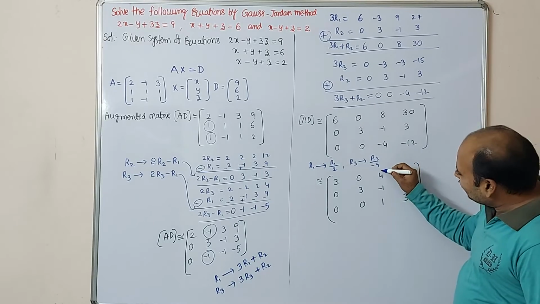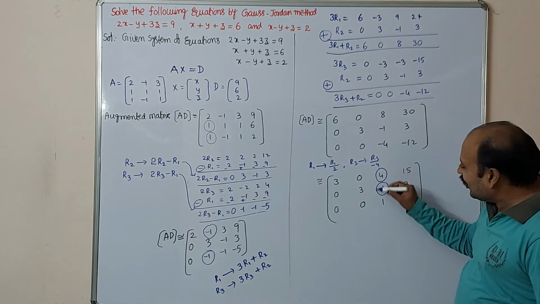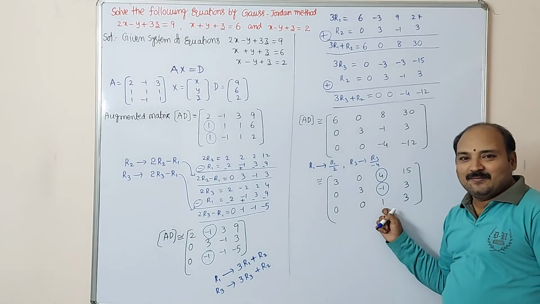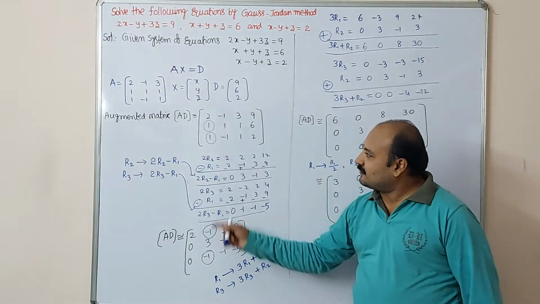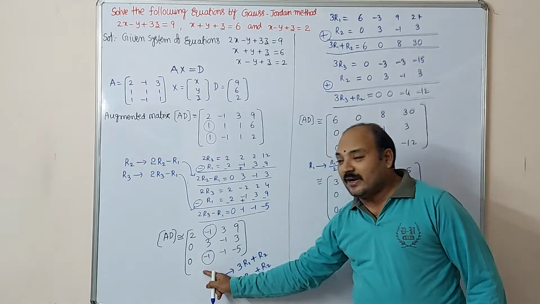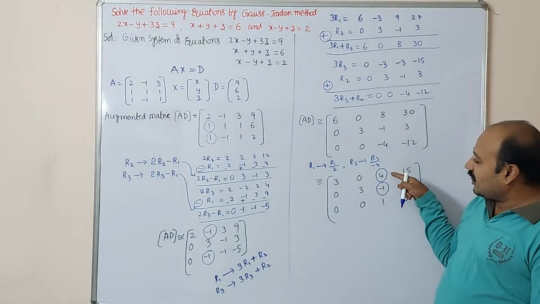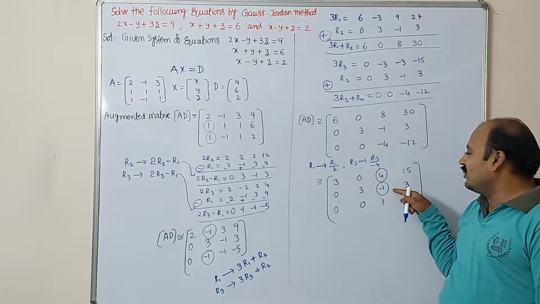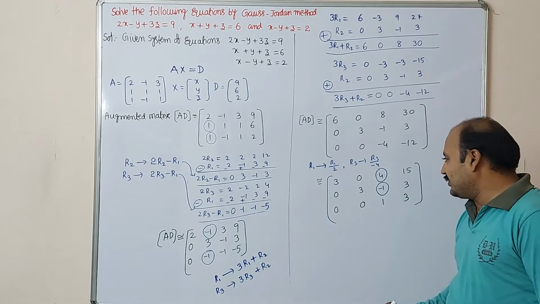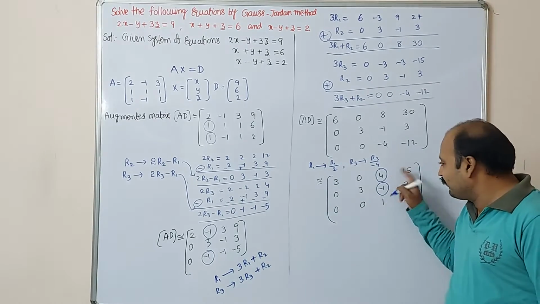In the next step, what we have to do? We want to make these values 0 by using R3. In the previous steps, in the first step, these two values were made 0. In the second step, these values were made 0. In the third step, we are making these values 0 by using R3. See how it will come. Observe it, students.